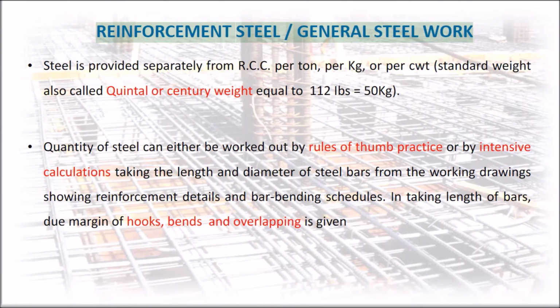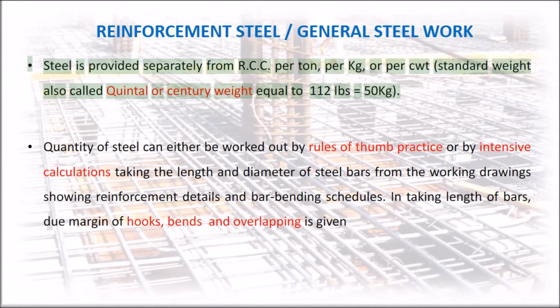Reinforcement steel. General steel work. Steel is provided separately from RCC per ton, per kg, or per CWT. Standard weight, also called quintal or century weight, equal to 112 lbs equals 50 kg.